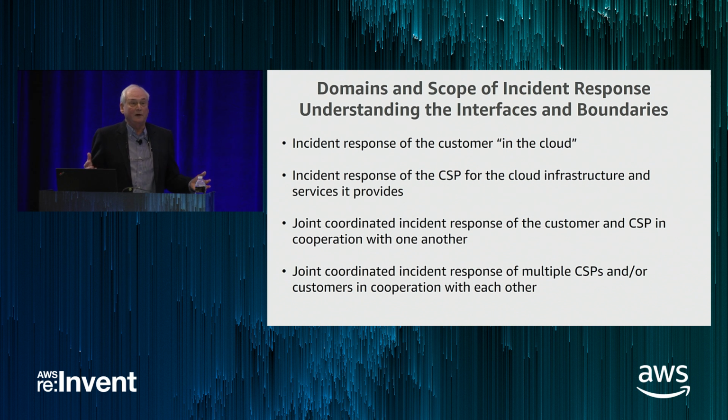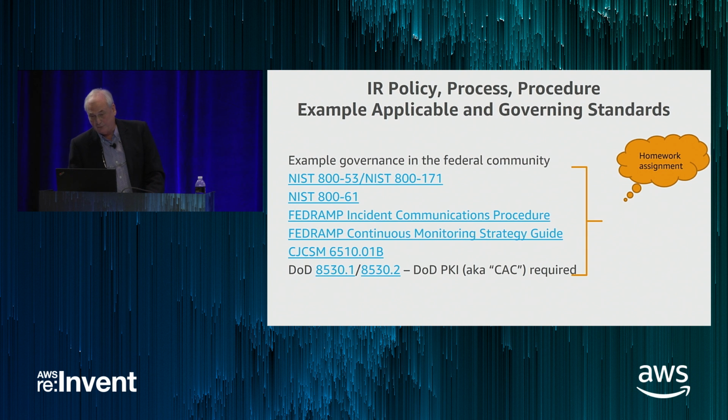And then finally, the last scenario may be rare, but certainly possible. For example, a 0-day that may be identified across infrastructure that's used by multiple cloud service providers. You could have an incident response that requires response from multiple cloud service providers, AWS, Azure, Google, et cetera. Those are the 4 domains that we consider in incident response in the cloud.